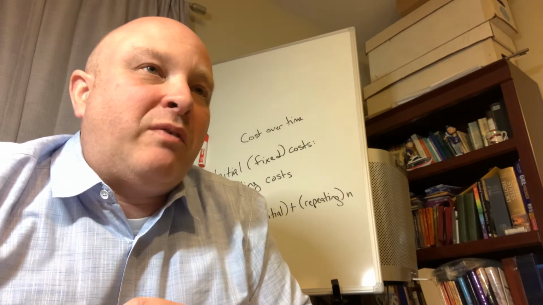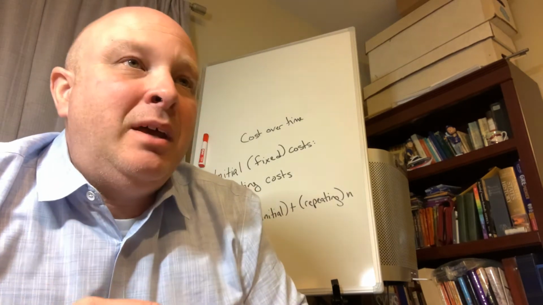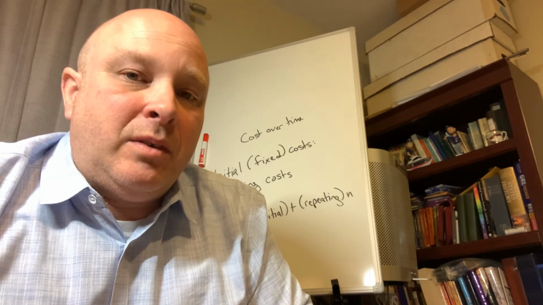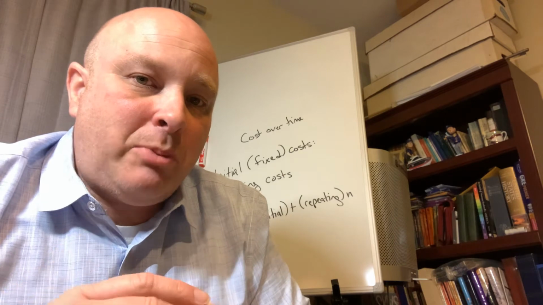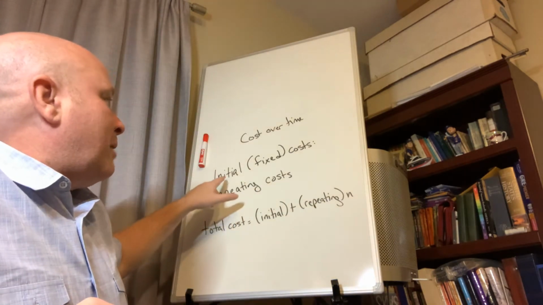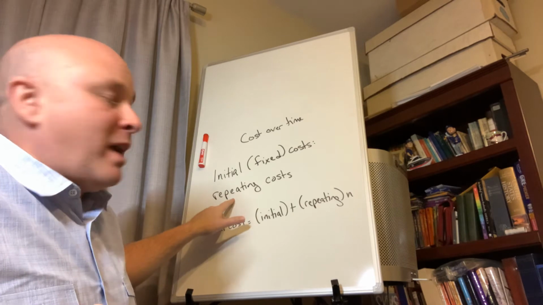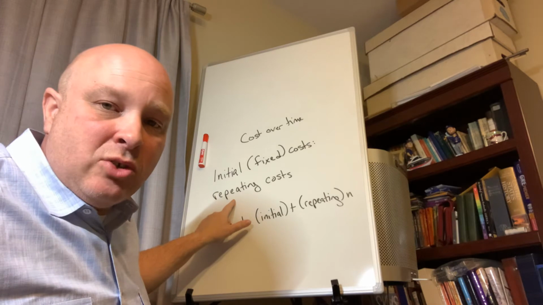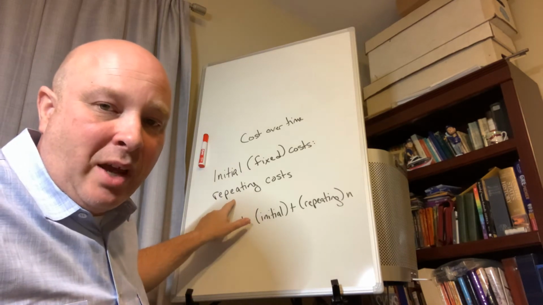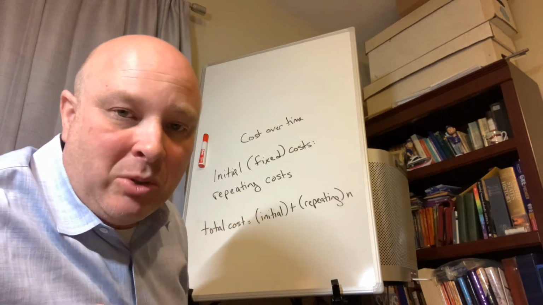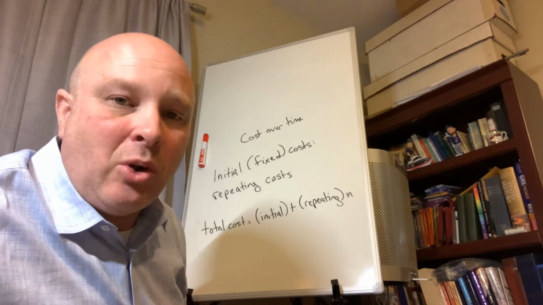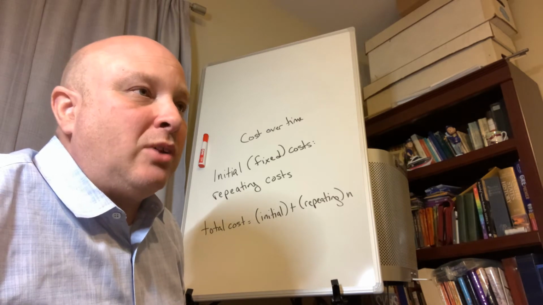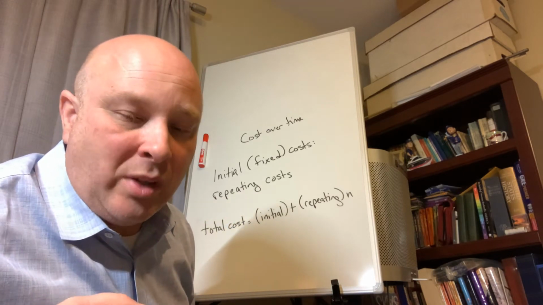So if it costs me $20 to buy the app and then $4 a month to continue my subscription, what I have is my initial cost and then I have my repeating cost. My repeating cost is how much I get charged on a repeating basis. In the example of the app, I'm charged every month, so every month I get a bill, right? Some repeating costs are annual costs, so you just get charged once a year.